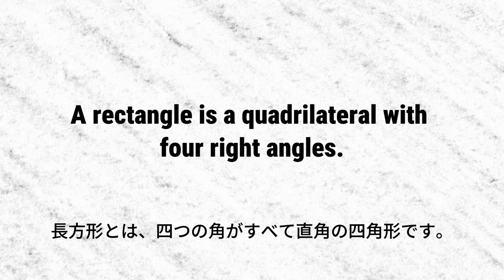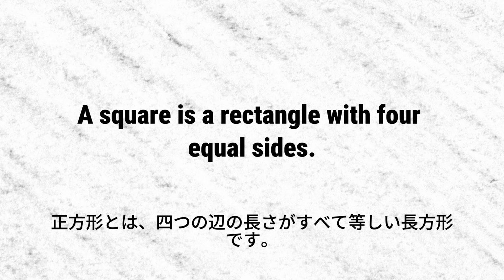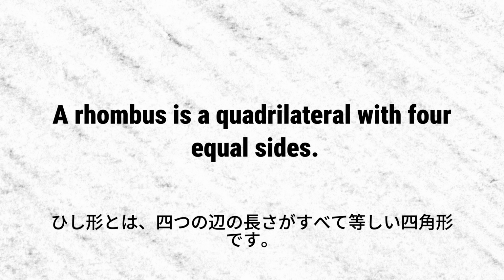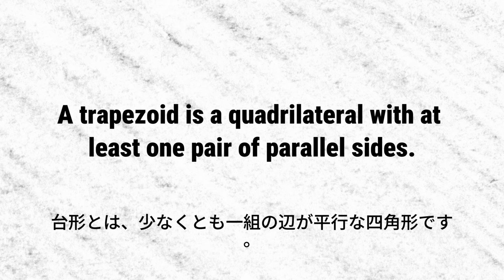A rectangle is a quadrilateral with four right angles. A square is a rectangle with four equal sides. A parallelogram is a quadrilateral with two pairs of parallel sides. A rhombus is a quadrilateral with four equal sides. A trapezoid is a quadrilateral with at least one pair of parallel sides.